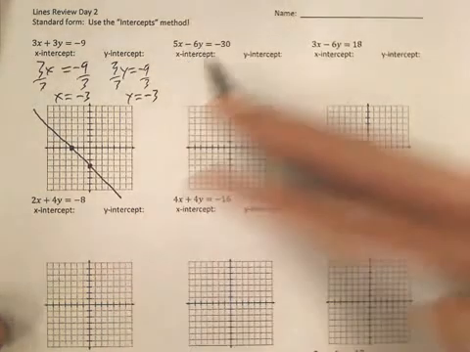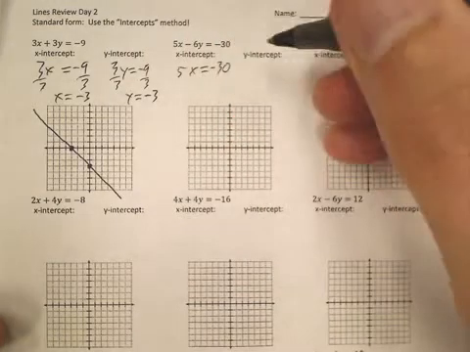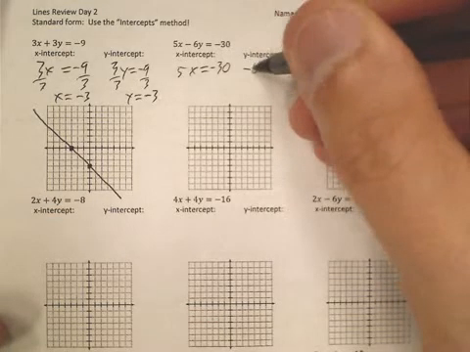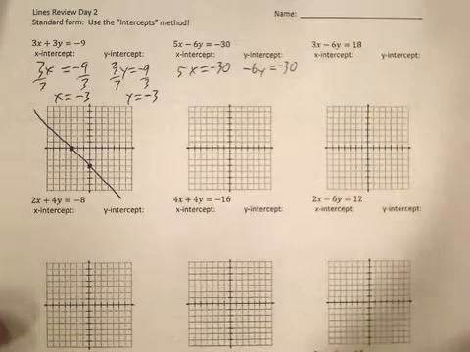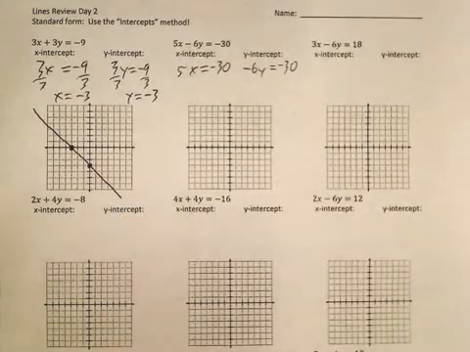Okay, so for the x-intercept, write it without the y. It's 5x equals negative 30. And then for the y-intercept, write it without the x. Negative 6y equals negative 30. Be sure you include the negative in front of the 6y. Okay, go ahead and solve both of those for the letters.